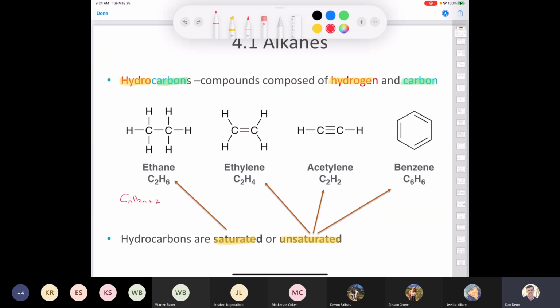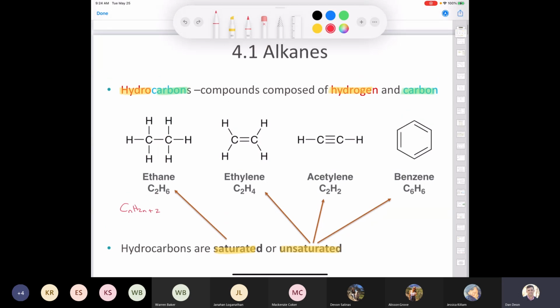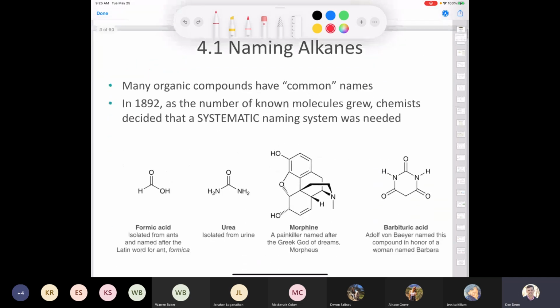And you can see that ethylene, acetylene, and benzene all have less than 6 hydrogens, and therefore we say they are unsaturated. They do not have the maximum number of hydrogens that are possible. So alkanes, saturated hydrocarbons. How do we name an alkane?